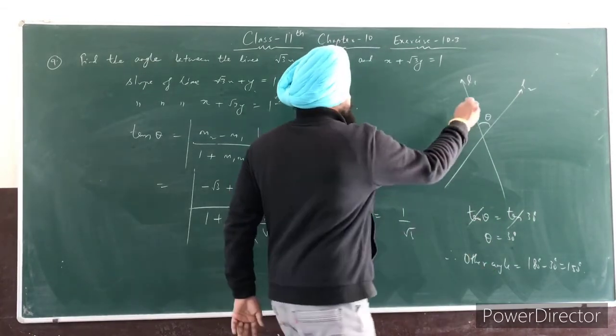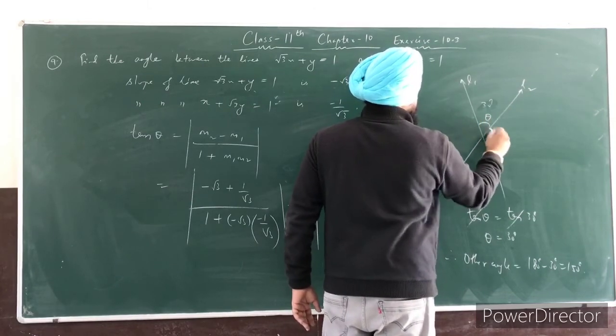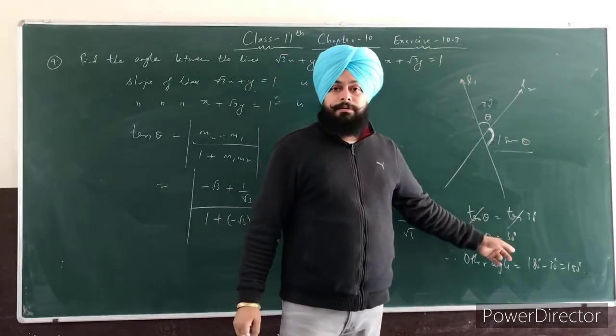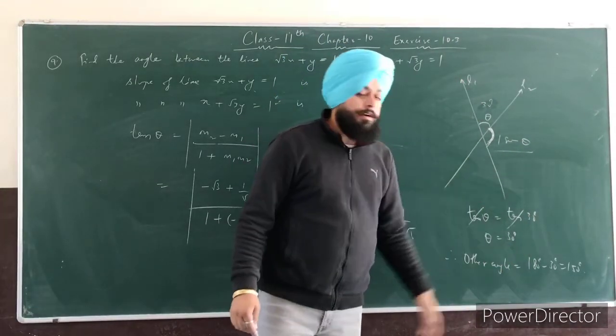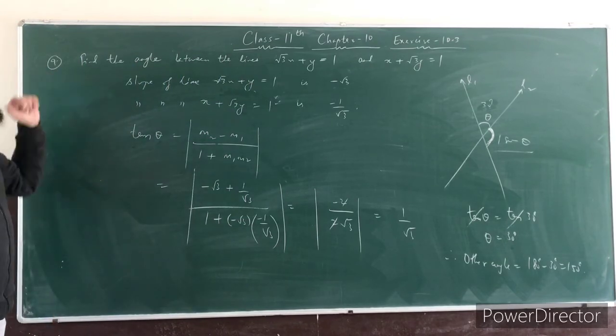If the first angle is 30 degrees, then what is this other angle? 180 minus 30, because this is a linear pair. So 180 minus 30 is 150 degrees. Therefore the other angle is 150 degrees. So this is your question number 9.